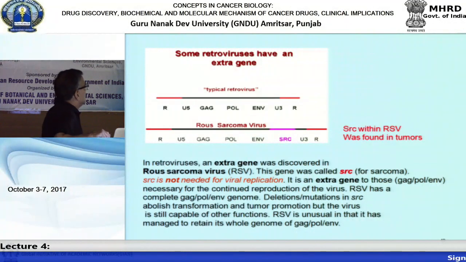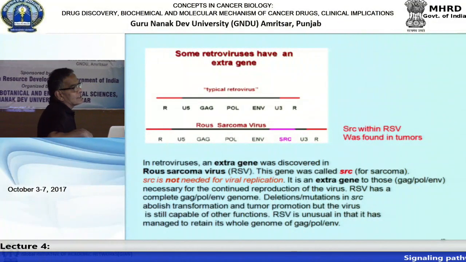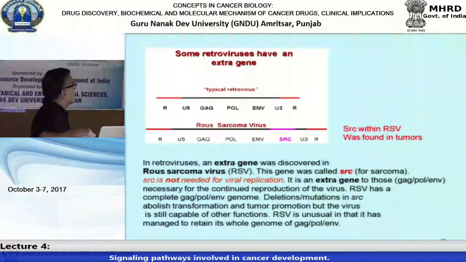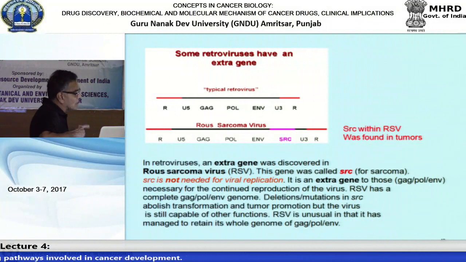It's a structural protein thing. But this RSV gene, which is SARC by itself, has no function. It's not required for viral replication. But many times this extra gene is found in the Rous sarcoma sequence. Okay, so remember the word is SARC. SARC was also found in many human tumors. So that's why the research on RSV, or Rous sarcoma virus, was really intensified, and I'll go into detail. It will become very clear why it's important.